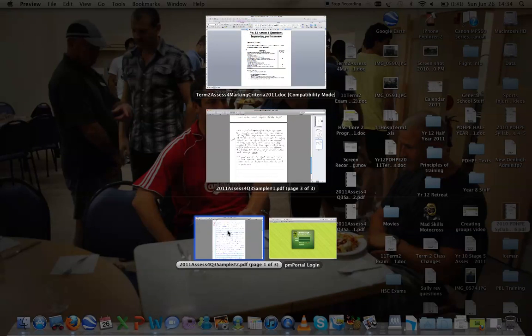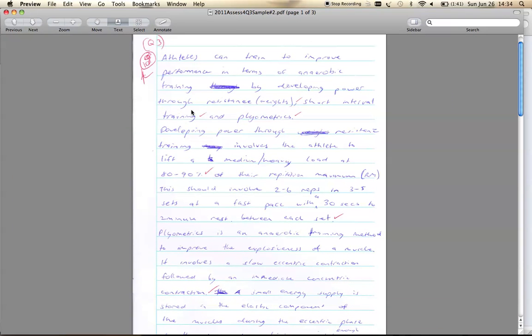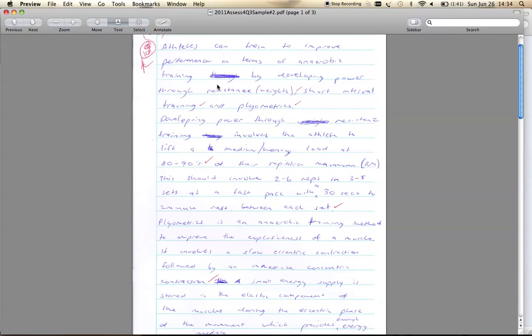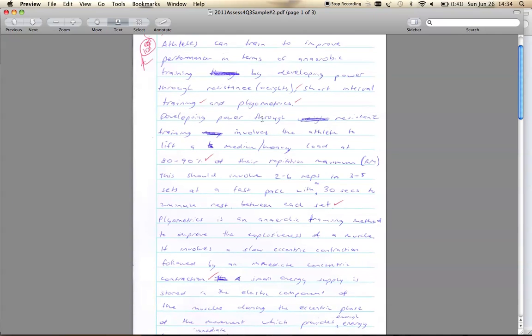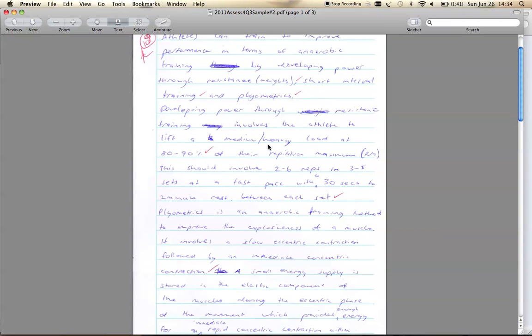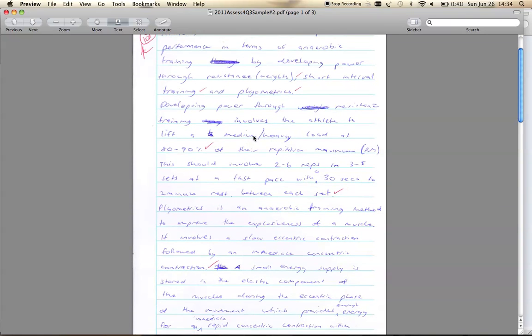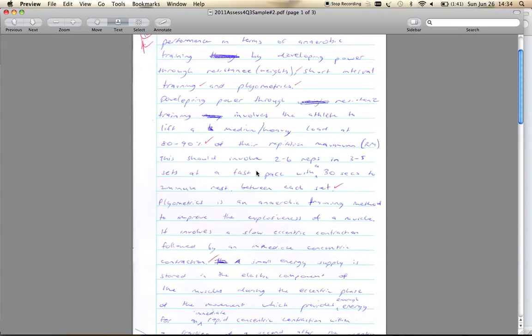The other one here, which was an actual 10, he set this answer out really well. Mentioned the 3 areas. I'll just slowly flick through it. I won't give as much detailed commentary as I did for that last one. But again, medium heavy load, 80-90%. There's the number of reps, there's the number of sets, fast pace, again, critical. So very, very good, but no example.